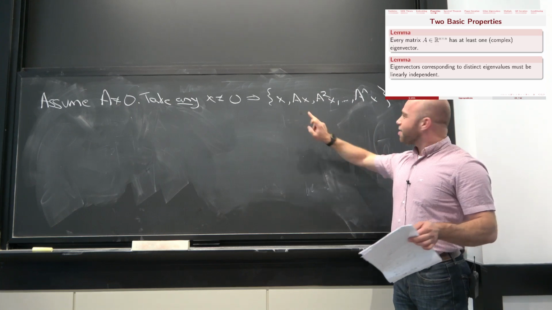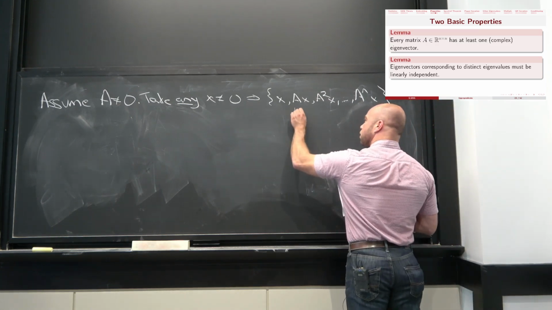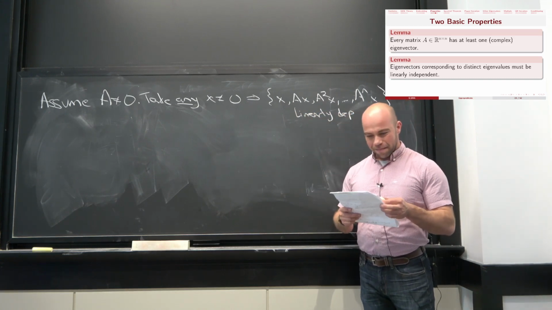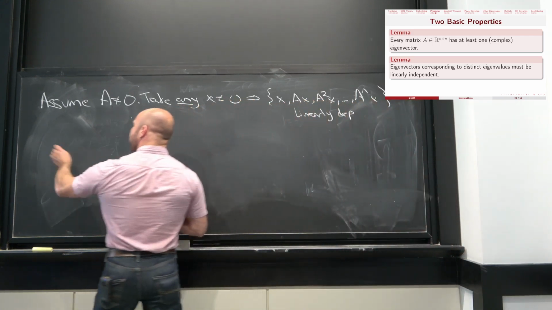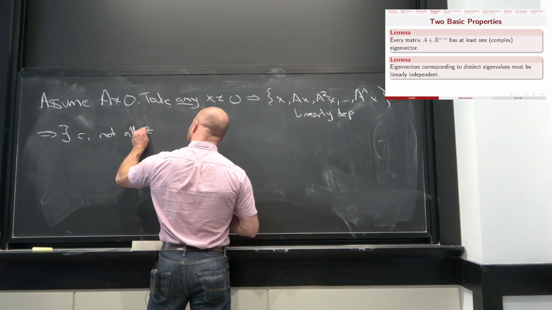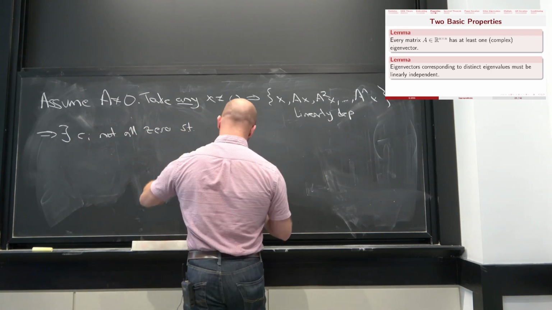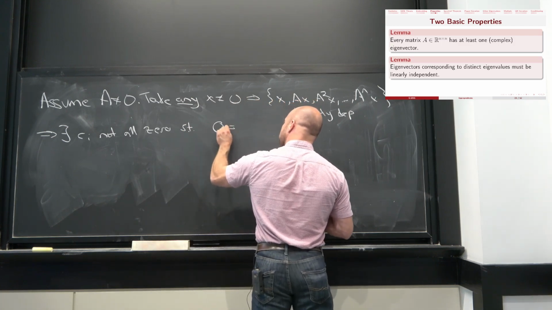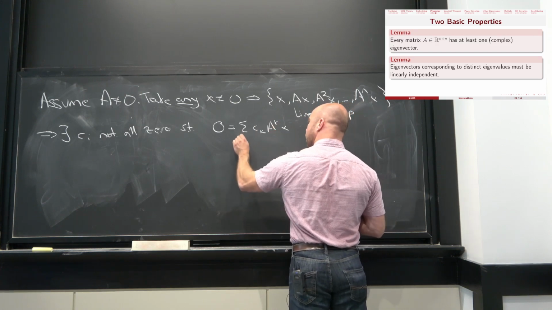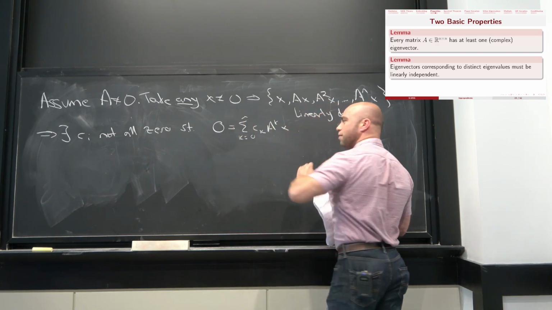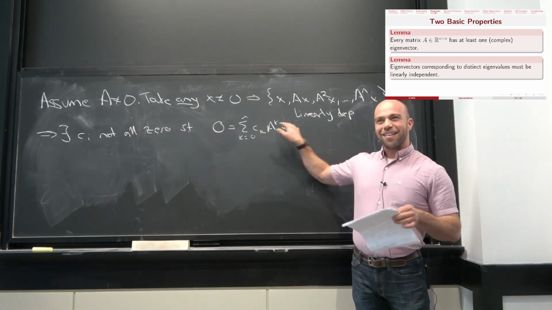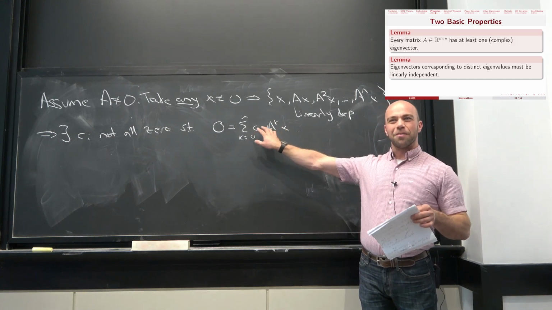So in particular, this set has to be linearly dependent. Right? There are n plus 1 vectors in R^n. So that means that there exist c_i not all 0 such that 0 is equal to the sum of c_k A^k x, where k goes from 0 to n. Does that make sense? That's the definition of linear dependence, right? That there's a redundancy. I can add up all the vectors with some non-zero coefficients and get 0.